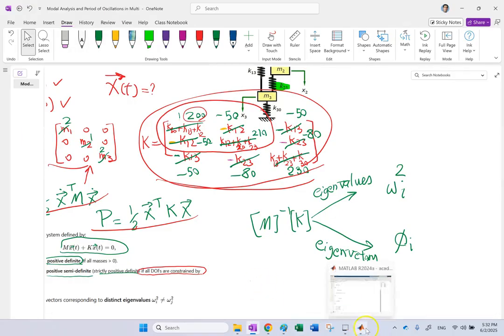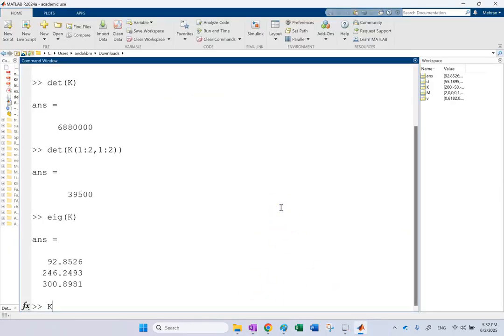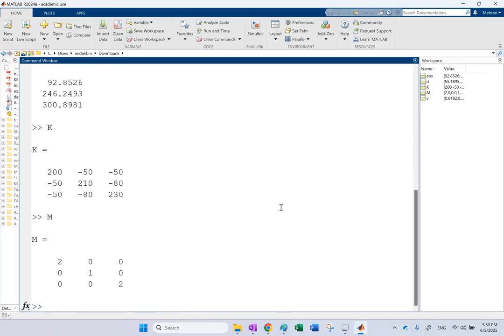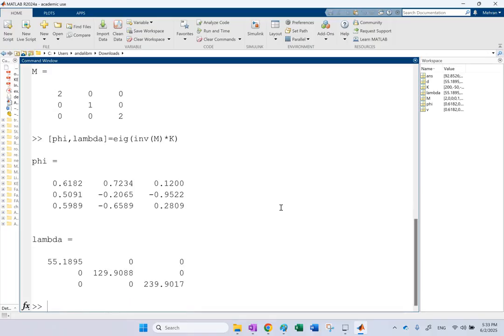So here, this is my K matrix, if you remember, and this is my M matrix. So I get this A matrix and call it inverse of M times K, or if you don't like it, just say V and D, or if you don't want to call them V and D, call them phi and lambda, right? Equals eig of inverse of M times K, okay?